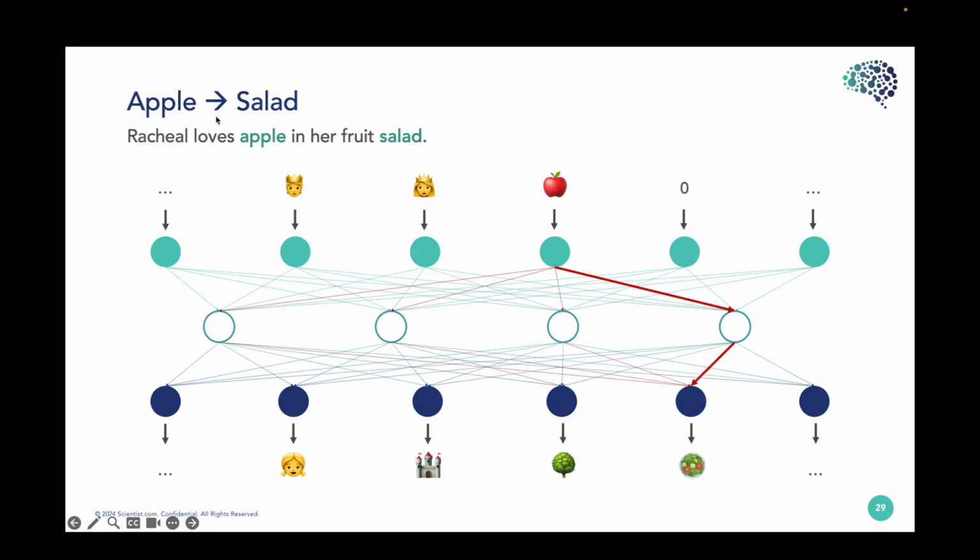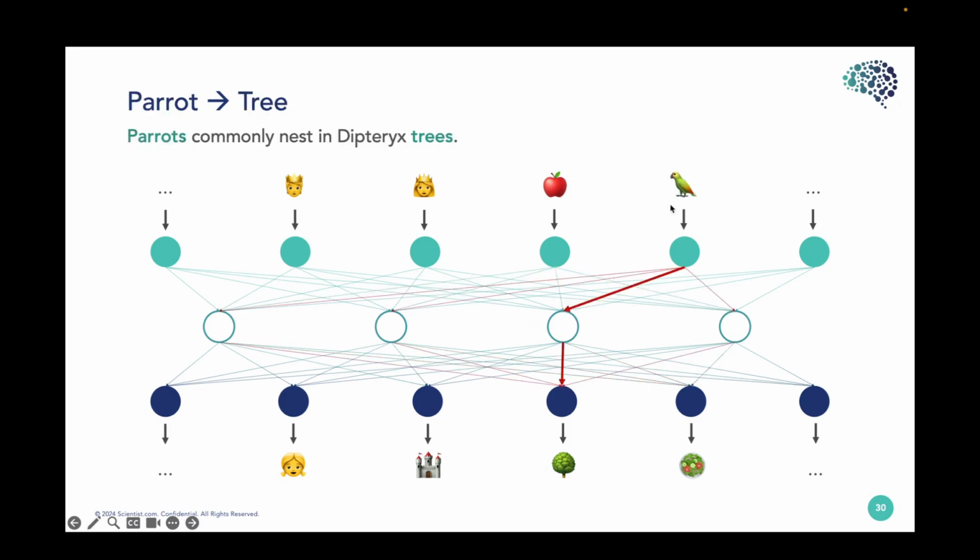Then we have apple and salad. Rachel loves apple in her fruit salad. It's going to use this same node over here, but it's going to use less of this one, and the back propagation is going to strengthen these nodes over here. And finally, the last example, parrots commonly nest in dipteris trees, which is actually true. I learned that for this presentation. And when you back propagate, tree to parrot, it's going to go through this node here, which is a node that we've used basically every time.